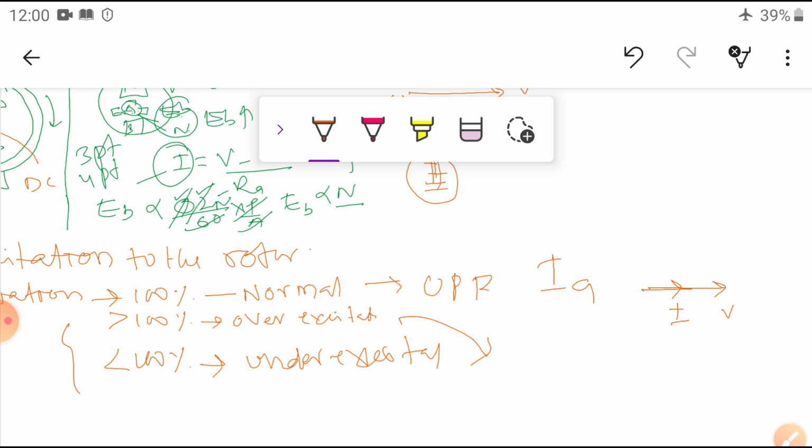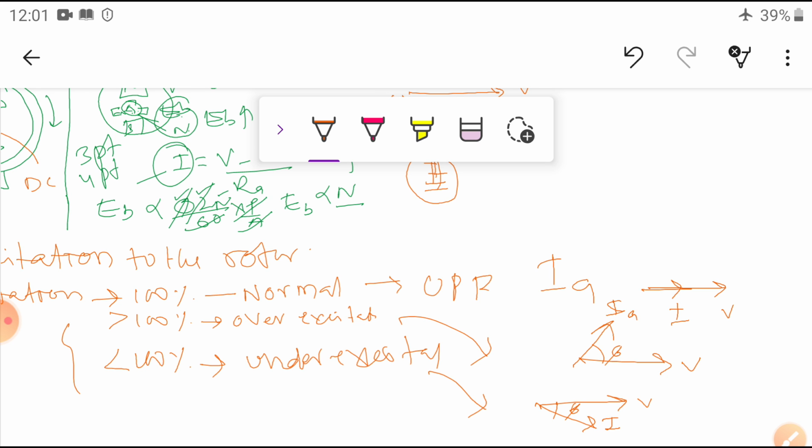That means in this case the voltage is this one and the current is this one, the armature current I, at a leading power factor. And in the under-excited case, less than 100%, whatever magnetic field is required for the rotor, we give less than that. So the current drawn from the supply is at a lagging power factor. That means the voltage is in this direction and the current is in this direction, I. Okay, the lagging power factor.